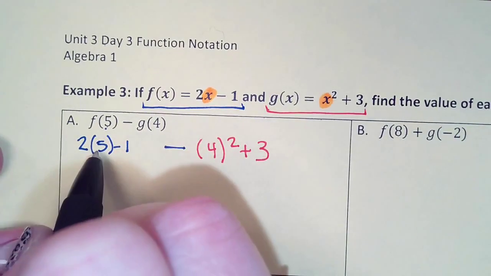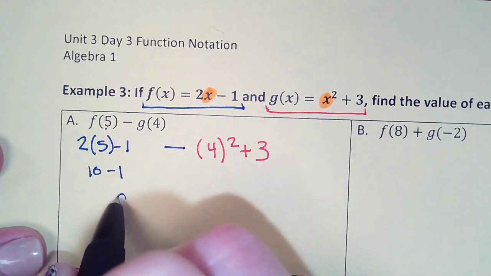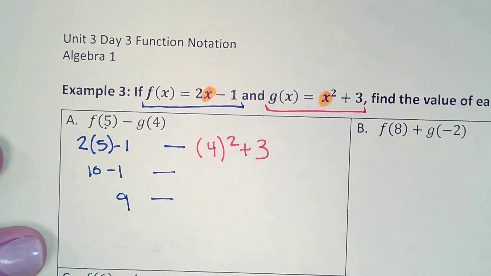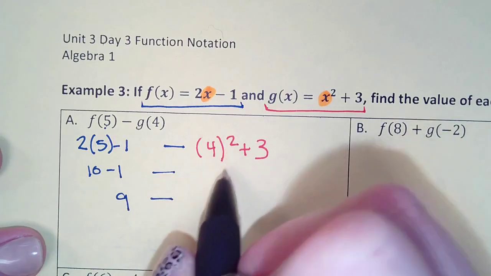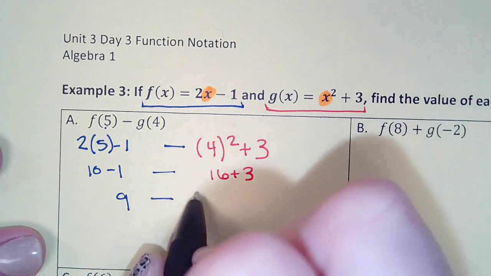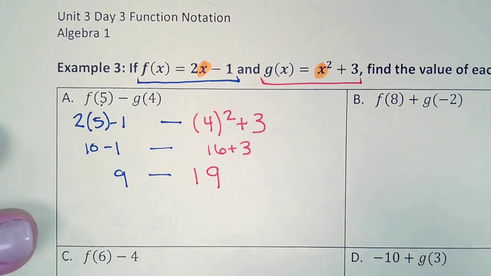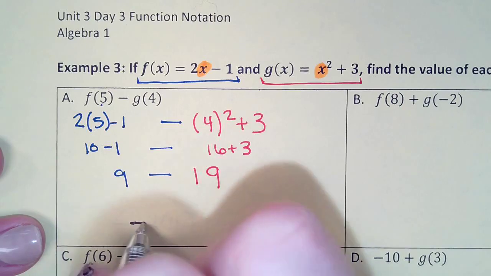So 5 times 2 is 10 minus 1. 10 minus 1 is 9. I'll drop down the subtraction. 4 squared is 16. Drop down the plus 3. 16 plus 3 is 19. Now work left to right. 9 minus 19 is negative 10.